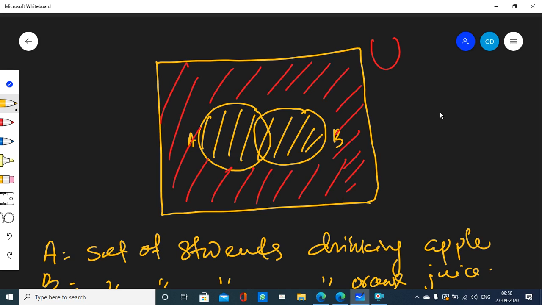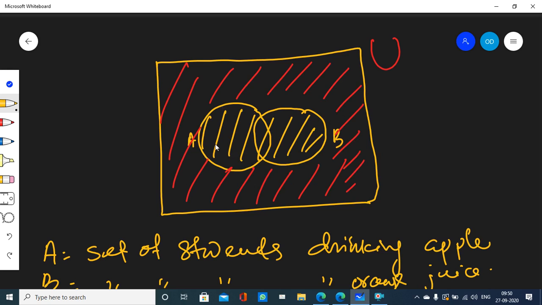Yes. You see, you are surveying 400 students. Now, is it necessary that all 400 of them will drink either apple or orange? Maybe there are some who do not drink either. They don't like apple, they don't like orange, they don't like anything, right? So those students will live in this red shaded region, right? And the question is asking you to find the number of students who live in this red shaded region. That is the number of students who drink neither apple nor orange juice. You get my point so far?